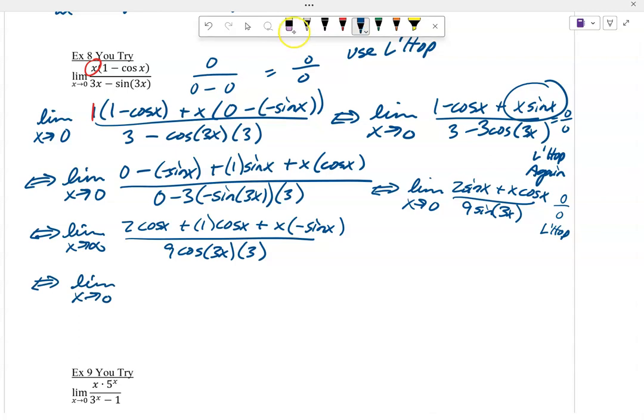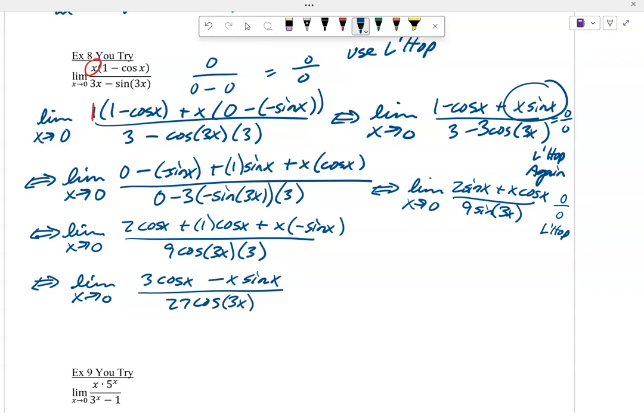the limit as x goes to 0. I got 2 cosine plus a cosine. I got 3 cosine minus x sine x. This is all over 27 cosine of 3x.